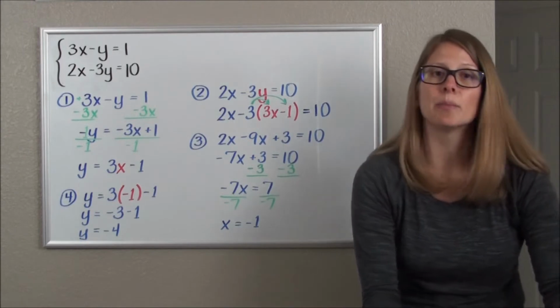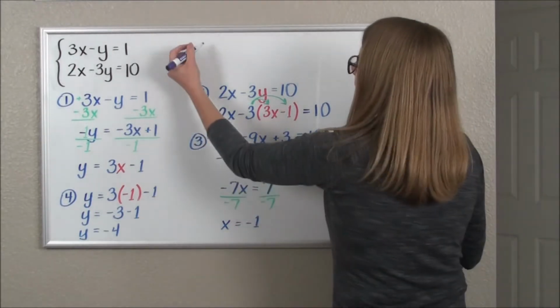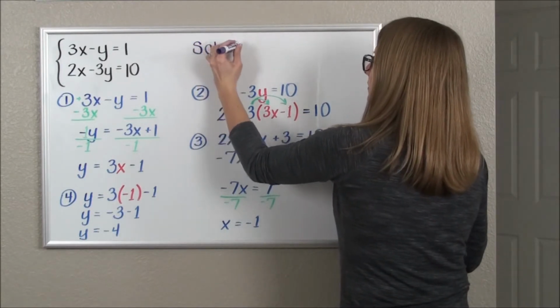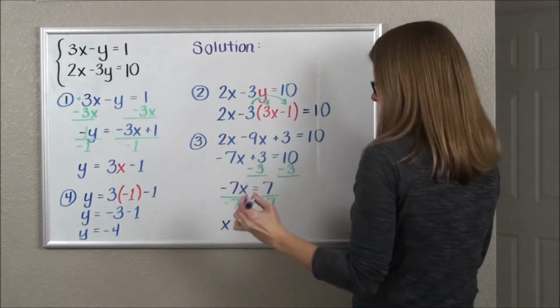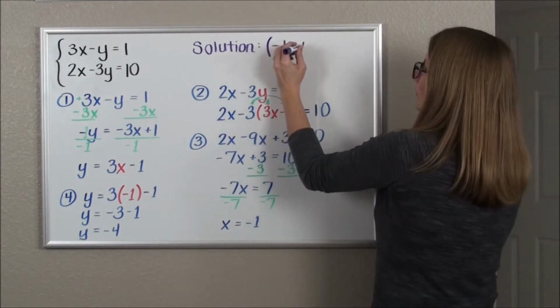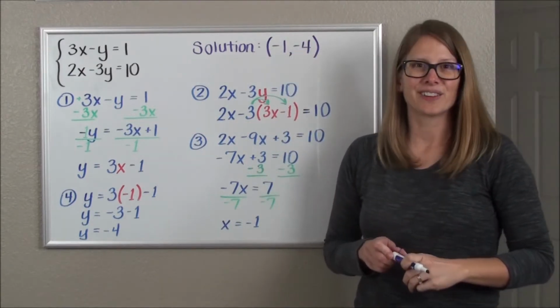Remember, the solution is the point where these lines intersect, and every point in two-dimensional space ought to have an x coordinate and a y coordinate. So our solution is the point -1, -4. Again, that's x, y. Let's take a look at another.